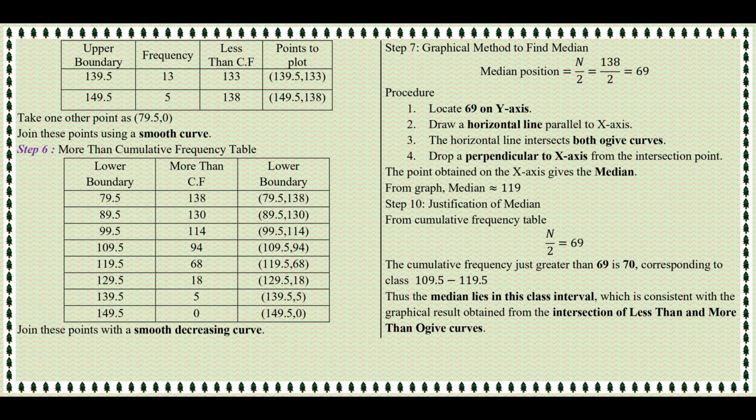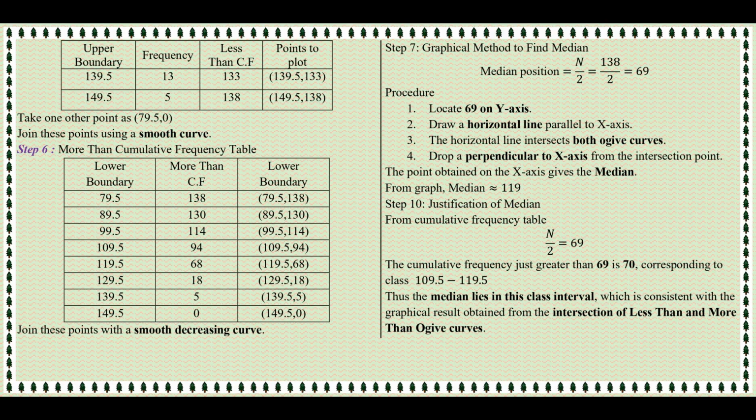Now for the more than cumulative frequency. At lower boundary 79.5, cumulative frequency is 138. At 89.5, it becomes 130. At 99.5, it is 114. At 109.5, it is 94. At 119.5, it is 68. At 129.5, it is 18. At 139.5, it is 5. At 149.5, it is 0. Now plot these points and join them with a smooth decreasing curve. This is the more than ogive.